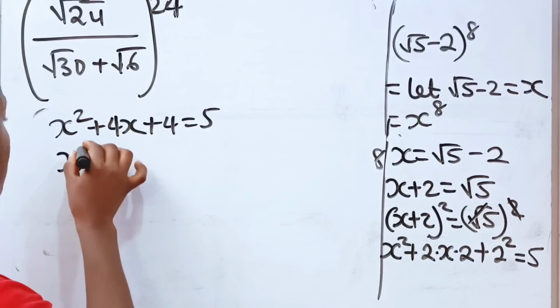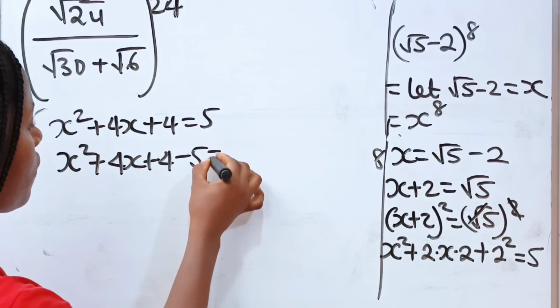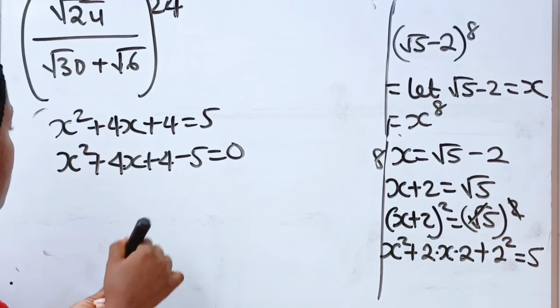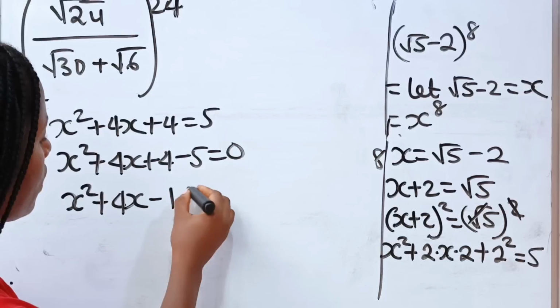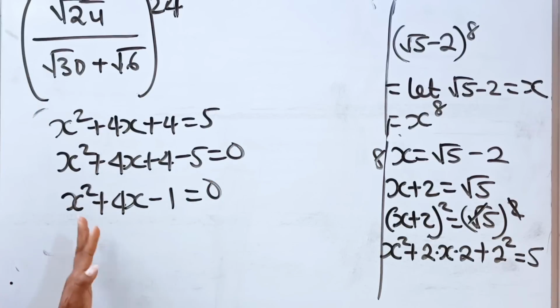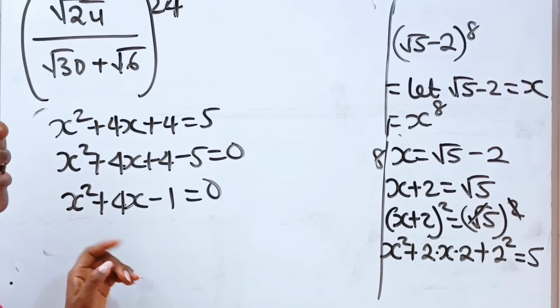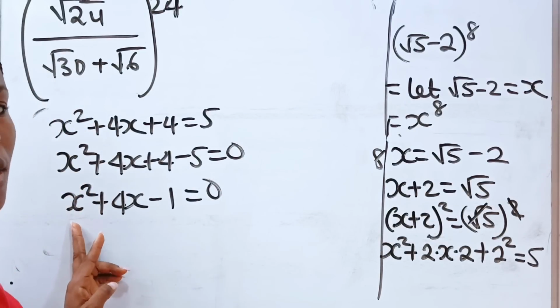Now let's bring this to this side. If we do that, we have x² + 4x + 4 − 5 is equal to 0. Now we have x² + 4x − 1 is equal to 0. Yes. Now remember what I illustrated here. If I can get x², then I'll square it and square again to get to our destination. So let me make x² the subject of the formula.